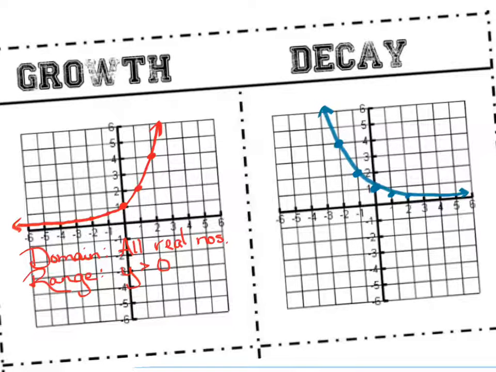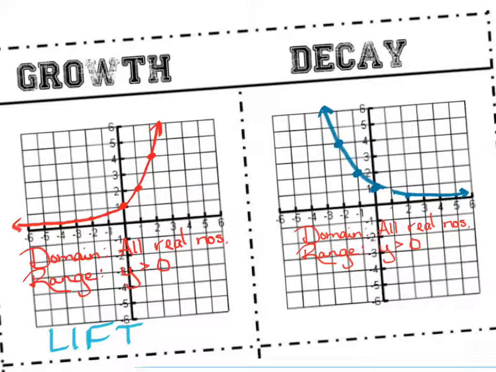A graph of decay actually starts up from the left and falls to the right. These are both exponential functions, by the way, and their domain and range are the same. It's not contingent upon direction.